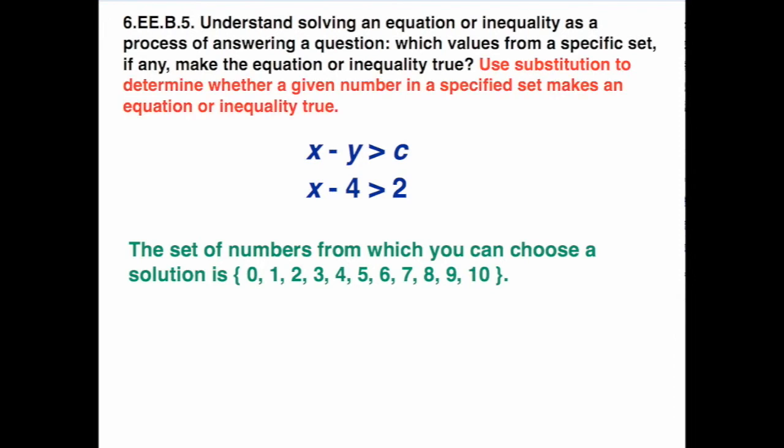Now let's adhere to what the standard says. Let's use substitution. So let's plug in these numbers to see what works. And by doing this, we see that 0 through 6 did not make that a correct statement, whereas 7, 8, 9, and 10 did. So the solution set was 7, 8, 9, and 10. 7 minus 4 is 3, and 3 is bigger than 2, and so forth.